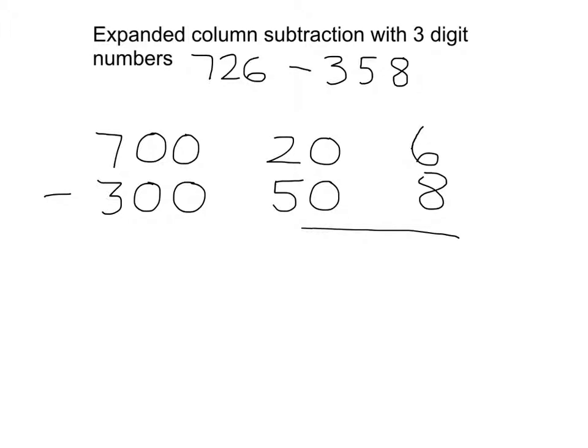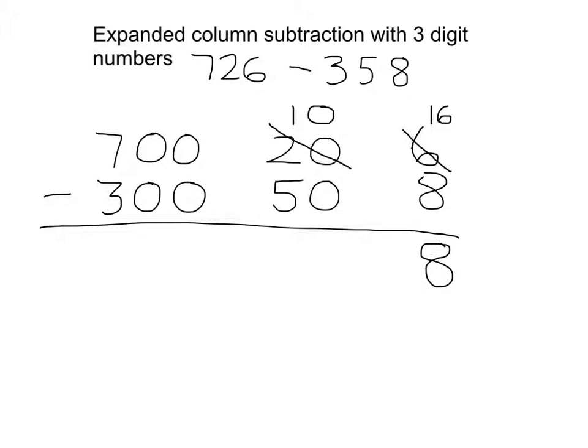Then if you begin with the ones, 6 subtract 8 you can't do. But you could move one lot of 10 across from the tens. So the 6 would become 16, and this 20, because 10 of it's been moved across, leaves only 10 behind. So 16 subtract 8 you can now do, leaving you with 8.